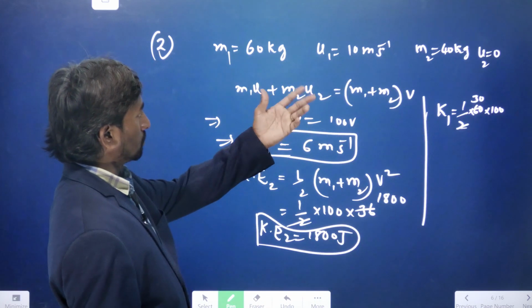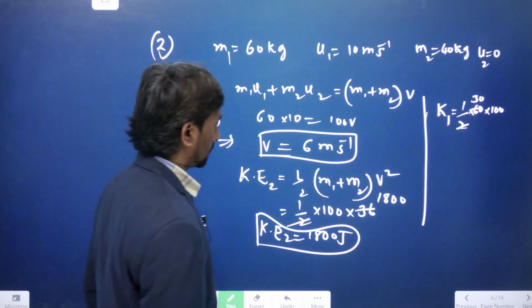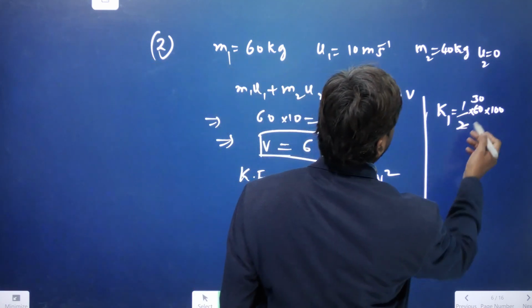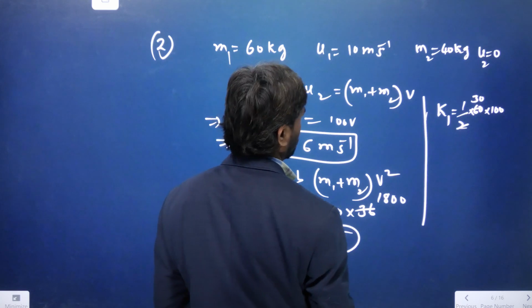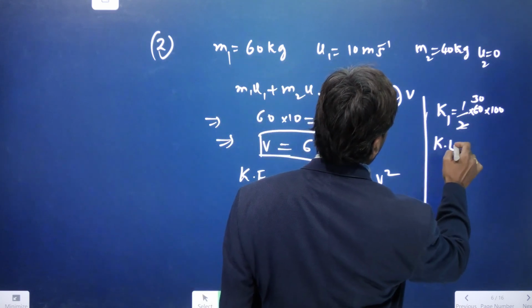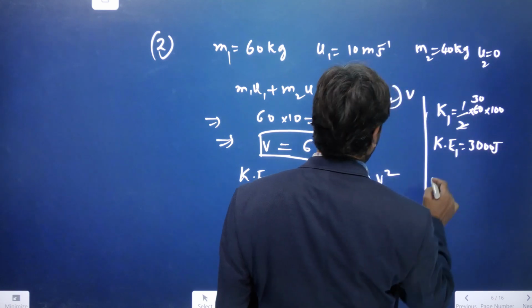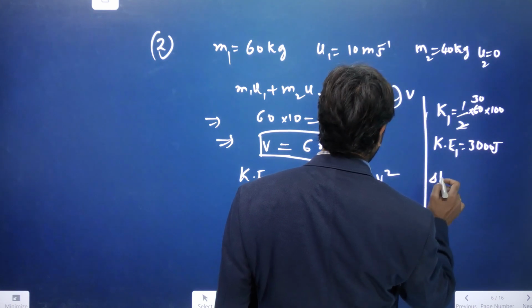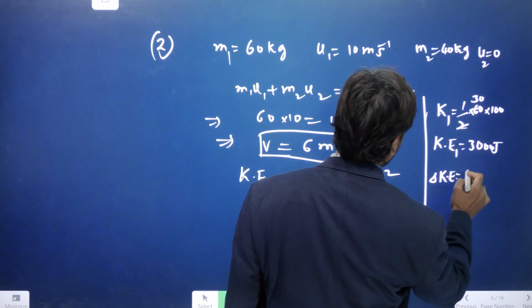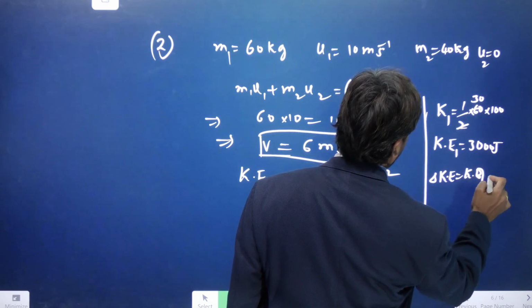Second body is at 0. So that can be 0. So we'll get here KE1 is equal to 3000 joules. So then change in kinetic energy, delta KE, is equal to KE1 minus KE2.